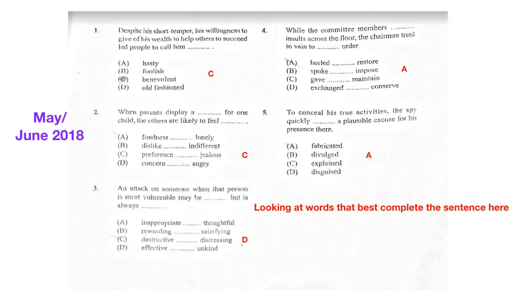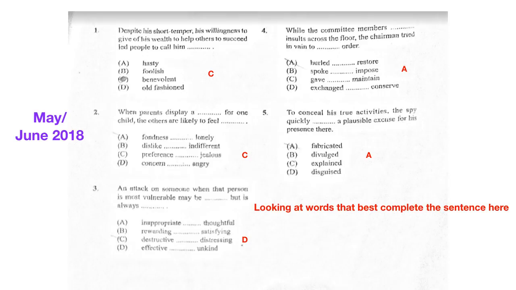I think the answer there is D, effective but is unkind. That completes the sentence nicely. An attack on someone when the person is most vulnerable may be effective but is unkind. So 3D. Question 4. While the committee members hurled, spoke, gave, exchanged insults across the floor, the chairman tried in vain to restore order, impose order, maintain order, conserve order.